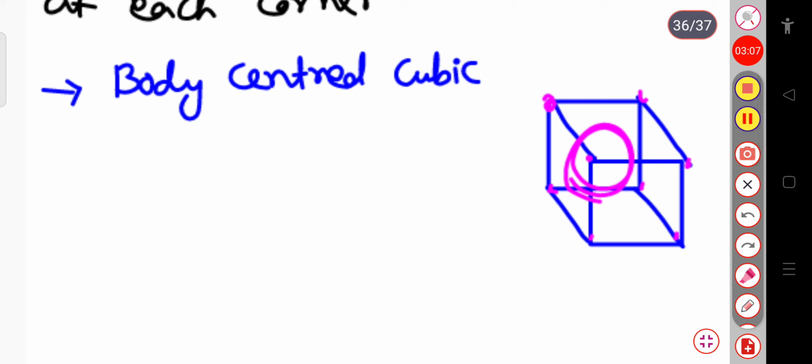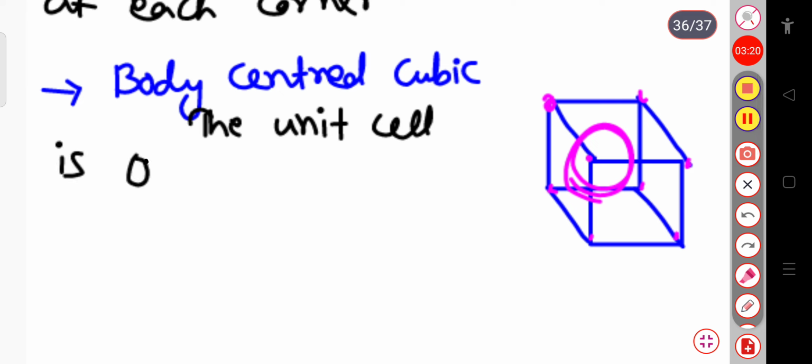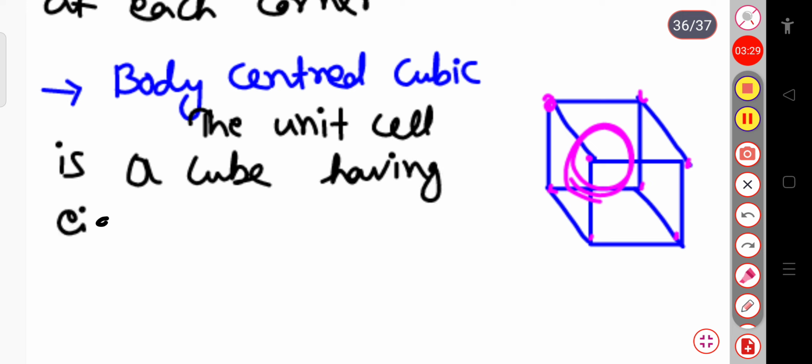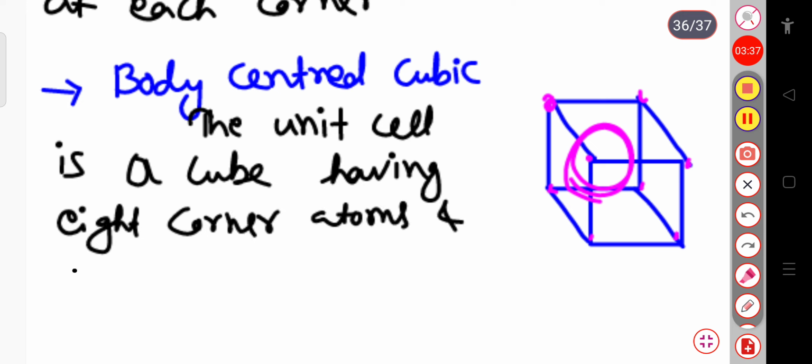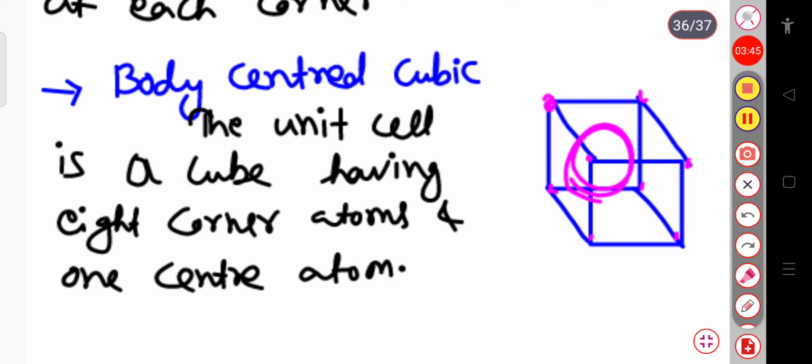So we can define this body centered cubic as follows: the unit cell is a cube having 8 corner atoms and one center atom. This type of structure is known as the body centered cubic structure.